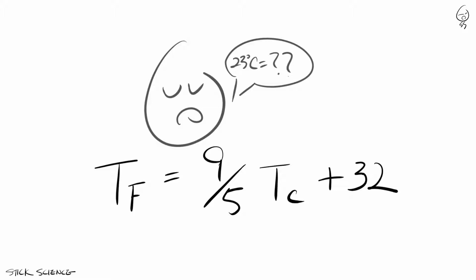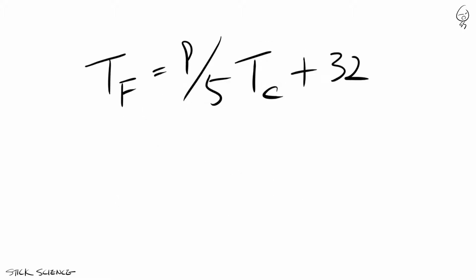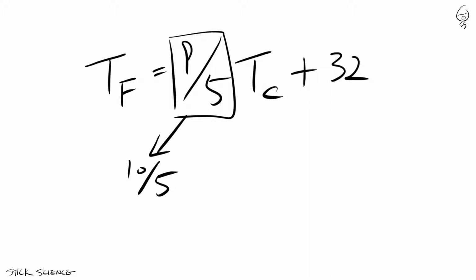So we need an approximation to make things easier. If you'll notice, 5 degrees Celsius for every 9 in Fahrenheit is awfully close to 10. And if you don't think so, you can go ahead and leave a message about what a douche you are in the comment section below. But I digress. Since 9 is really close to 10, you can just multiply 23 degrees with 10 over 5, which is 2, instead of 9 over 5.